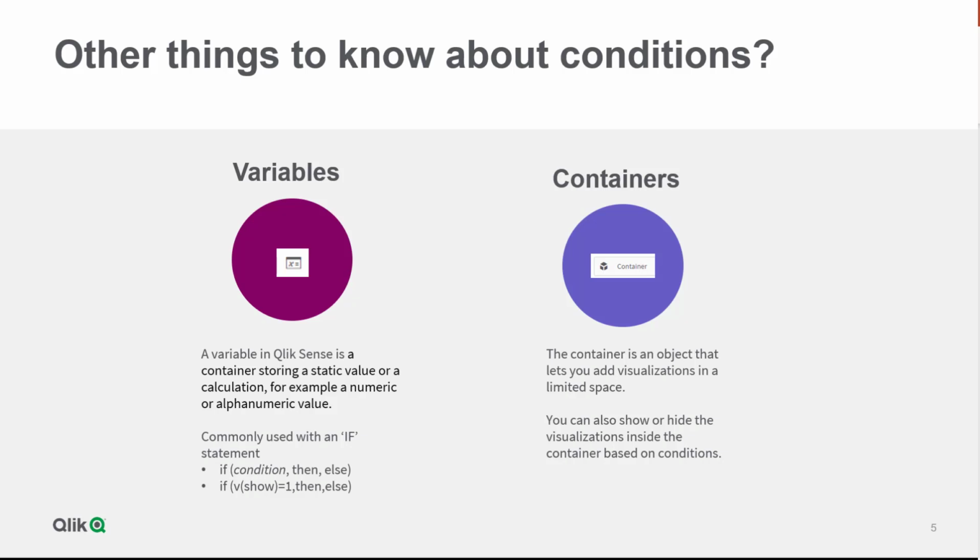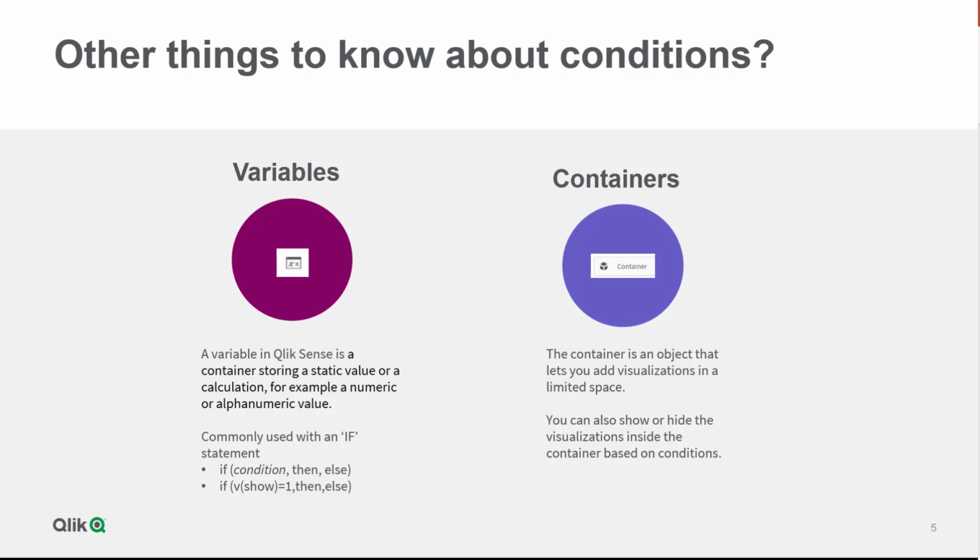And then you can see down below it is showing you an example of a variable called vShow, where you might, as long as that condition is met, where vShow equals 1, then we want to probably show a chart or a visualization, else then we don't show that particular chart or visualization.